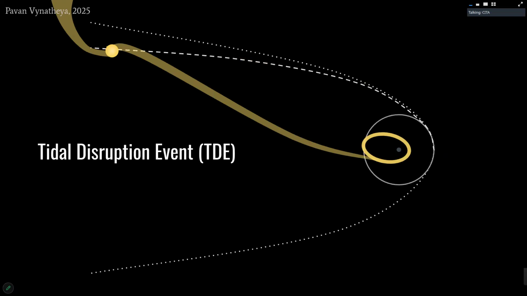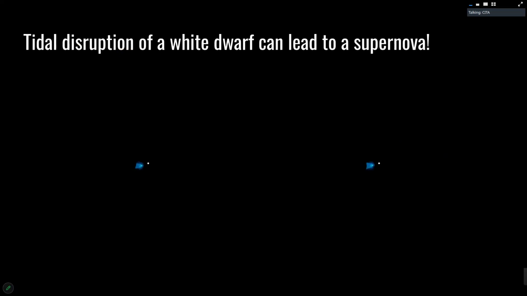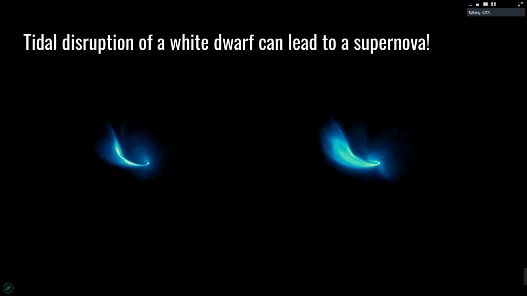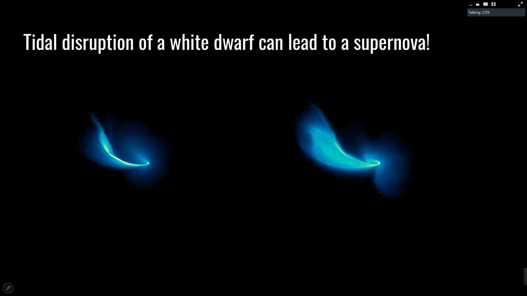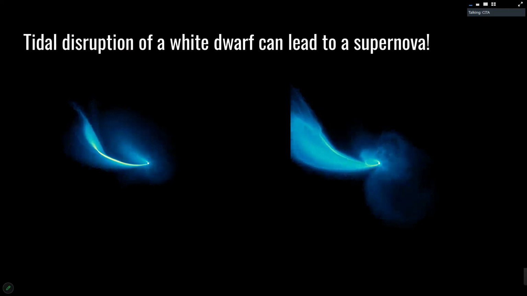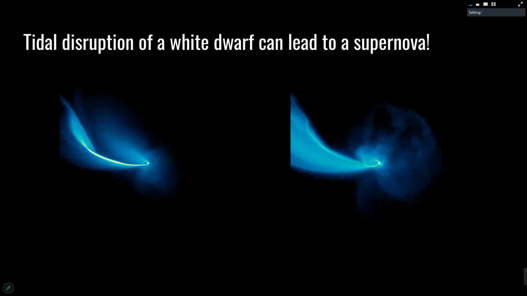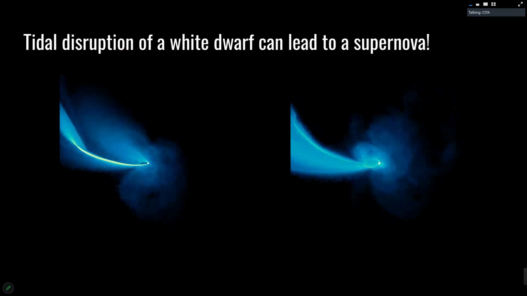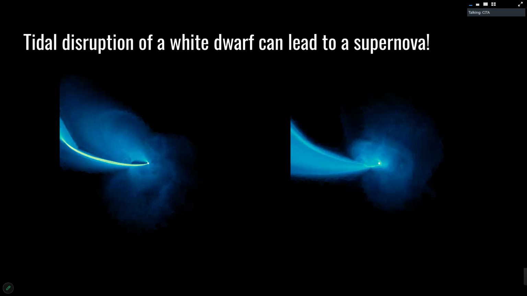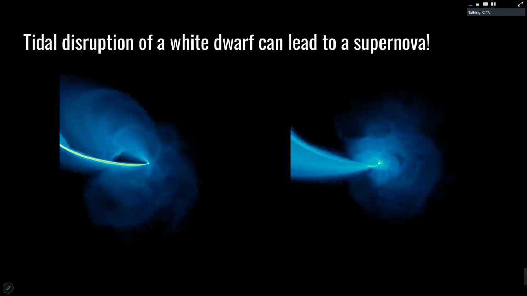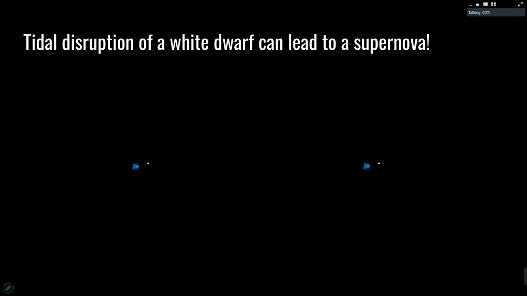This also can happen for other objects, for example white dwarfs. So you can have a tidal disruption of a white dwarf. I just showed 2 cases here. Both have the same mass black hole and the same mass white dwarf, but one of them is a normal tidal disruption where it's just a stream of material flowing away from the black hole, but the other one is a fanning of material.